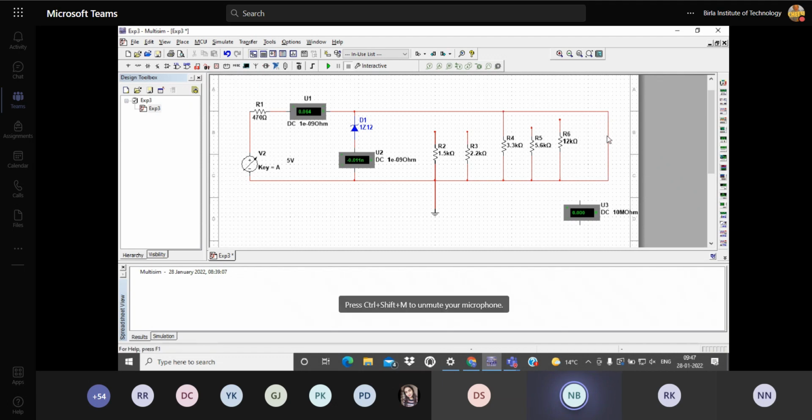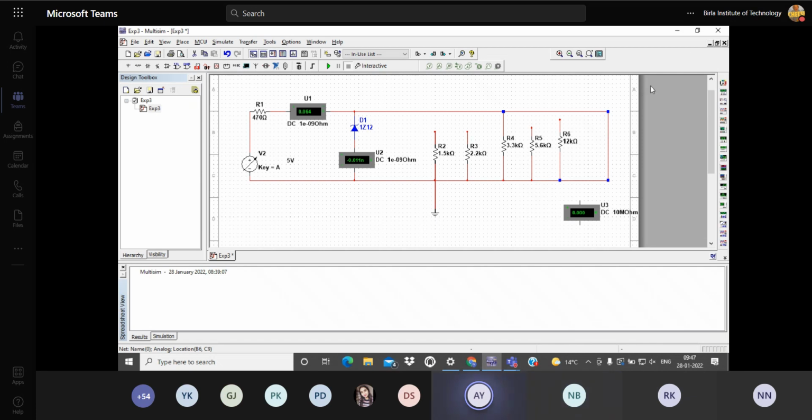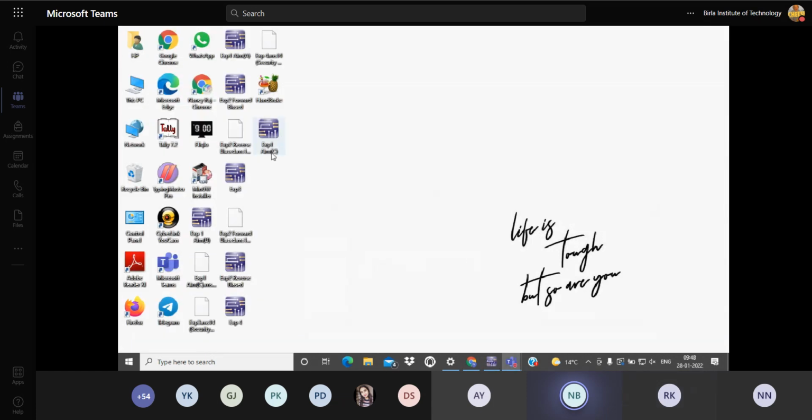Excuse me, sir. What's the button to press for increasing the voltage slightly, like by point something? Which key do we press in this signal voltage source? I think if you take your cursor to that source, you will find one knob kind of thing. You can just drag that knob to the right or left. Thank you.